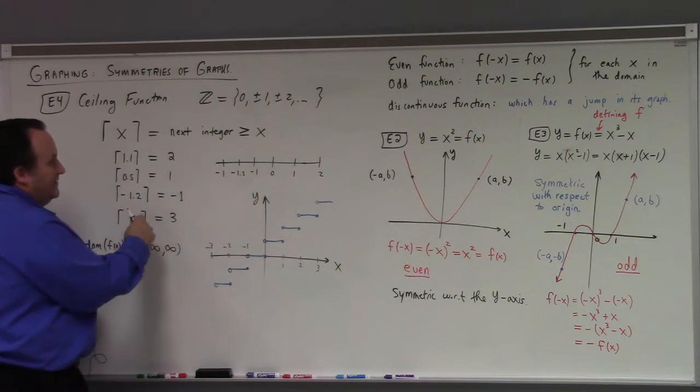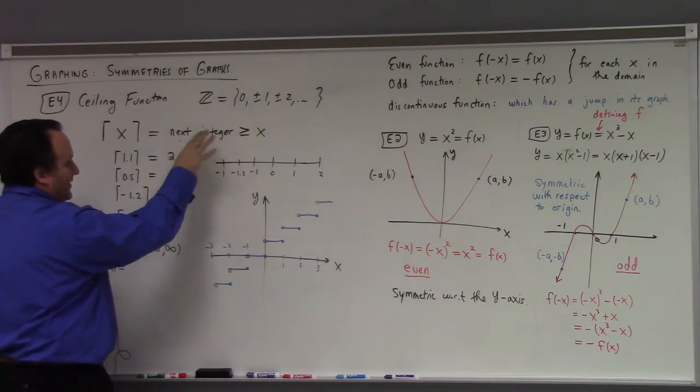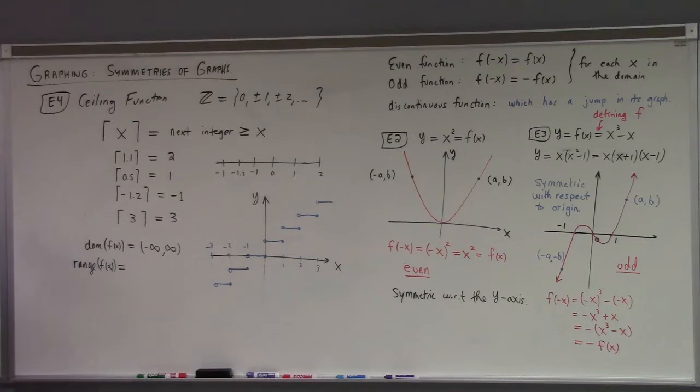Every x, you can always round up to the next integer, right? Or if it's an integer, you just keep that integer, right? So yeah, you can do that for any number. So the domain is everything.